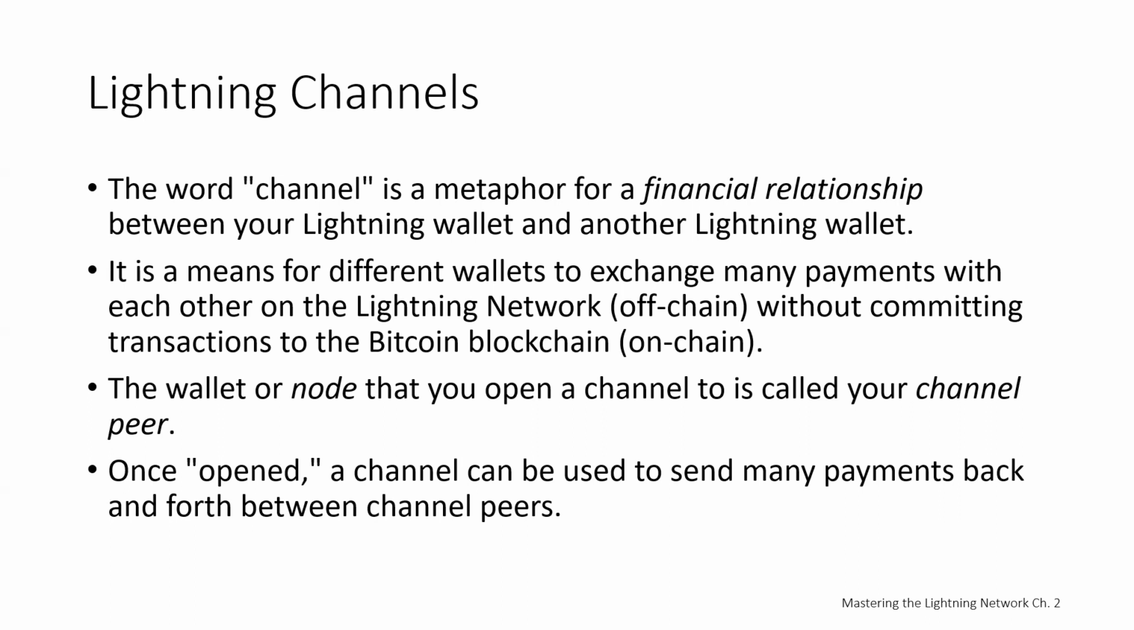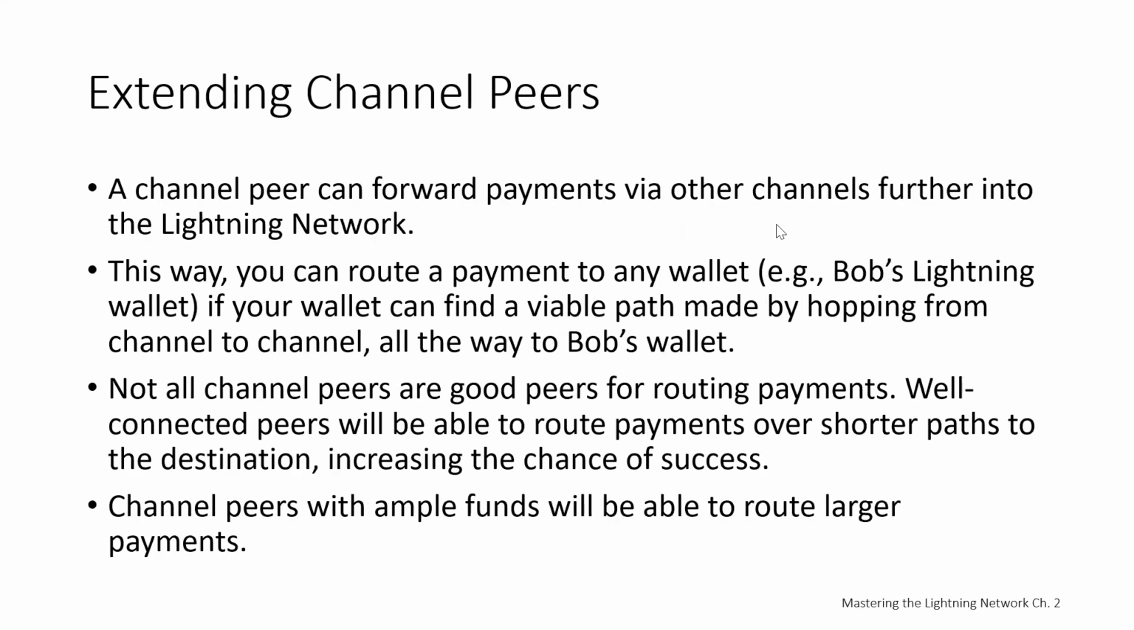Once opened, a channel can then be used to send many payments back and forth between the first user's wallet and the channel peer. Furthermore, Alice's channel, if Alice is our first user, can forward payments via other channels further into the Lightning Network. This way, Alice can route a payment to any wallet, for example, Bob's Lightning wallet, as long as Alice's wallet can find a viable path made by hopping from channel to channel all the way to Bob's wallet.